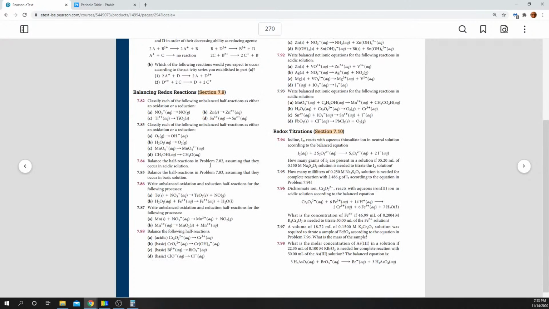Now. Oxidation or reduction half reaction. So nitrogen is going from positive 5 to positive 2. It's going down, so that's a reduction. That's a reduction half reaction. B, zinc is being oxidized. That's an oxidation half reaction. Titanium is going from positive 3 to positive 4. That's an oxidation half reaction. Tin is going from plus 4 to plus 2. That's a reduction half reaction.